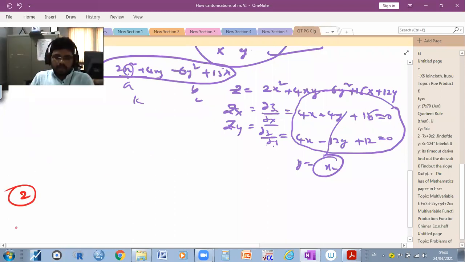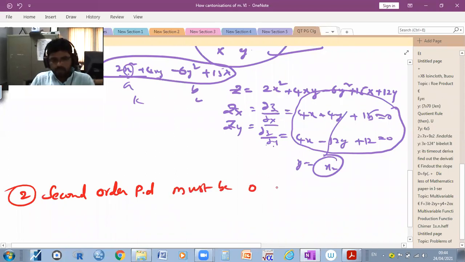Second condition. For example, here the second condition is the second order. You can write: second order partial derivative must be obtained. Whatever we did last day for the second order, the second order partial derivative must be obtained.